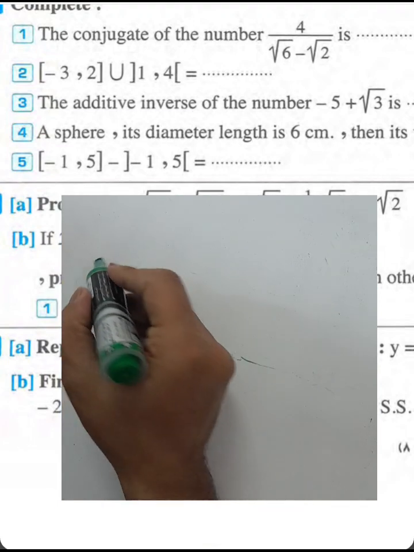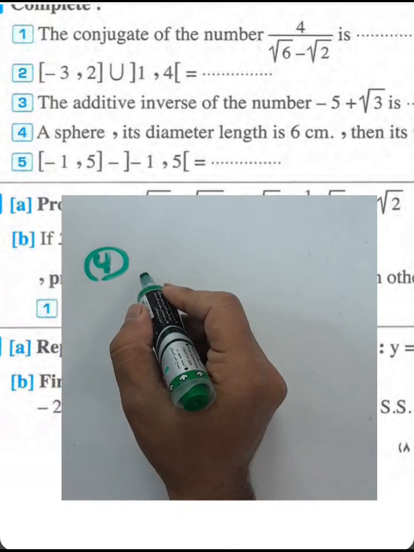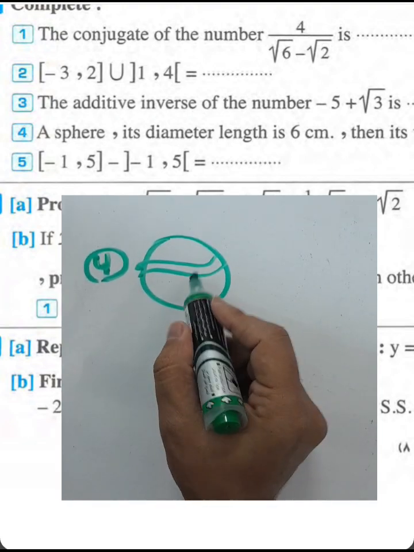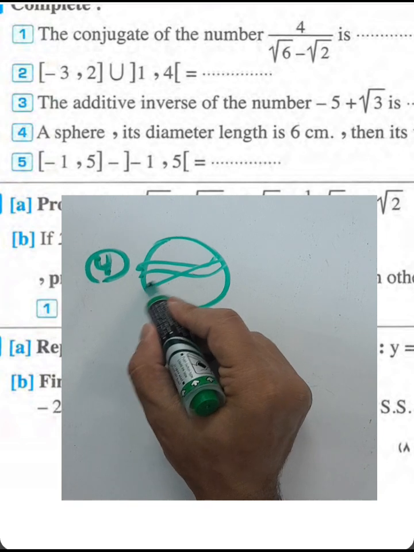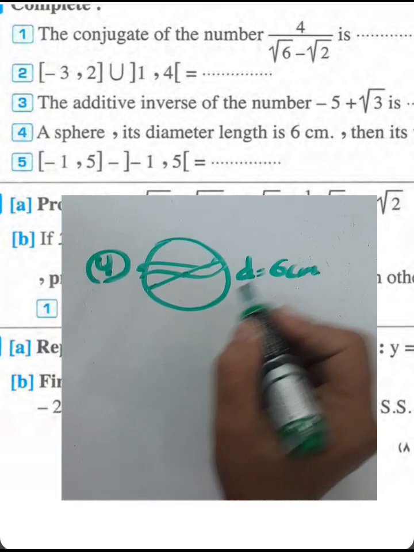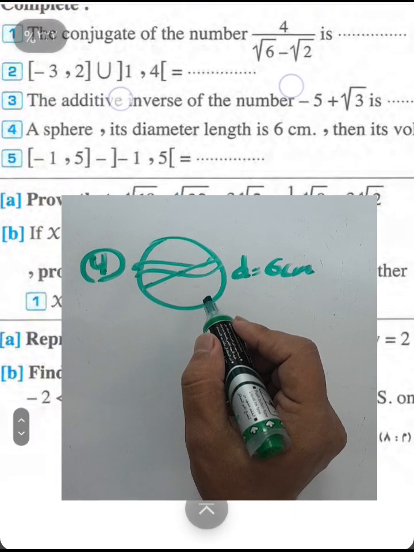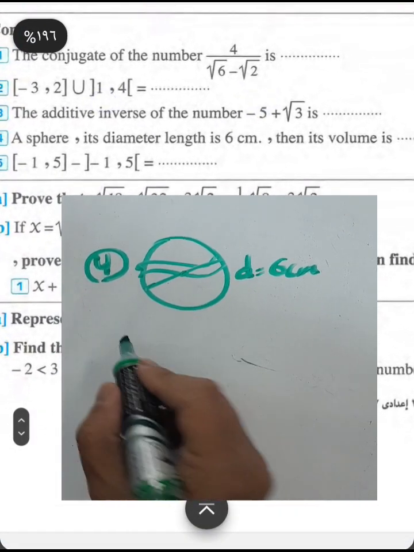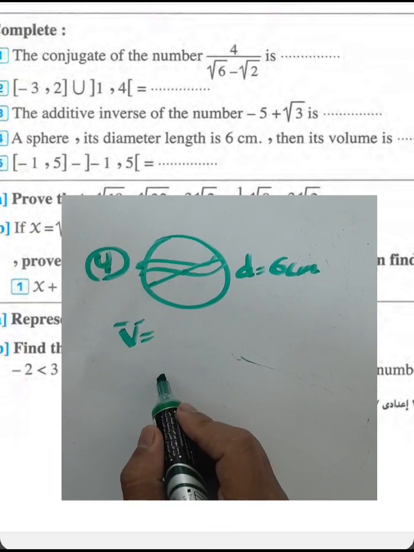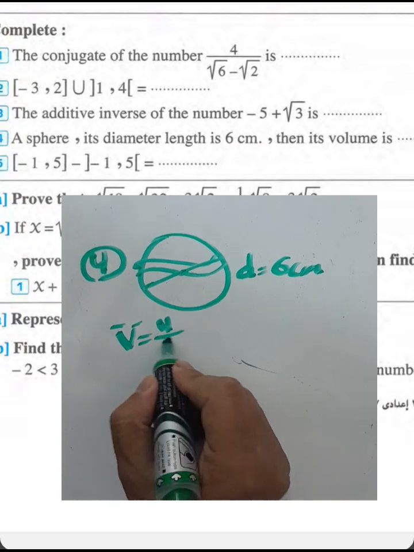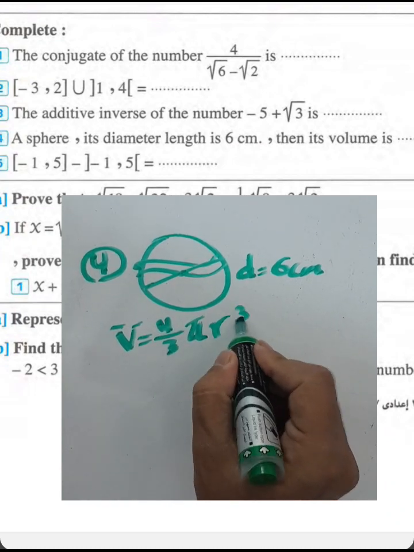Question number 4. We have a sphere. Its diameter length was 6 centimeters. Then its volume will be what? We know the volume of a sphere. We can write 4/3 pi r to the power 3.